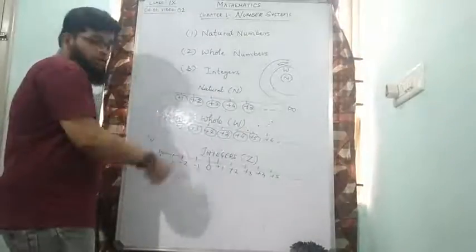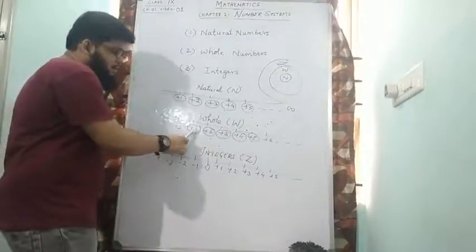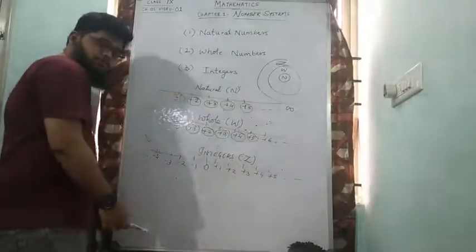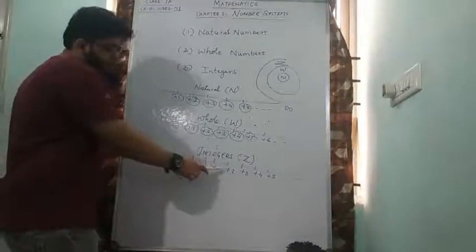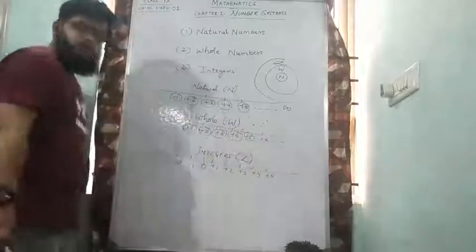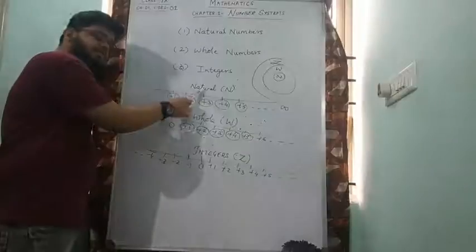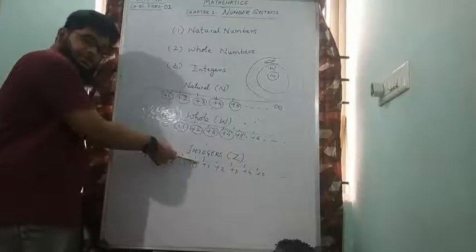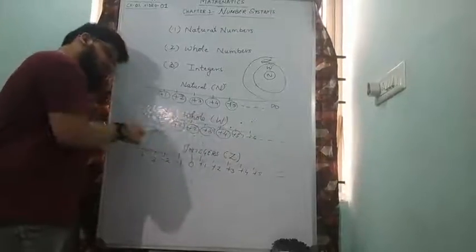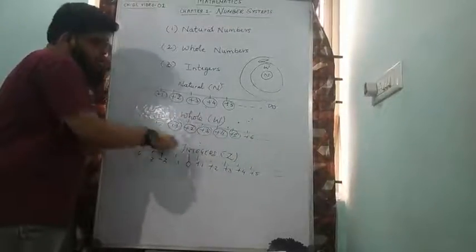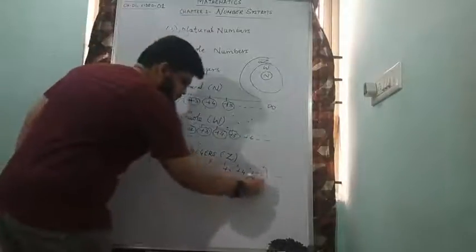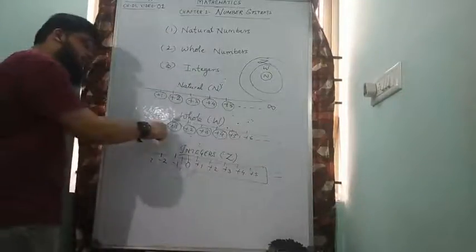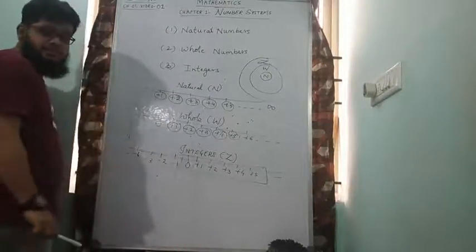Let us come back to whole numbers. So I have 0, 1, 2, 3, 4 up to some value. In integers also I have 0, 1, 2, 3, 4 up to some value. Therefore all natural numbers are present in integers. So all natural numbers are also integers. All whole numbers including 0 are also present in integers, if you see. So all whole numbers also can be called integers.